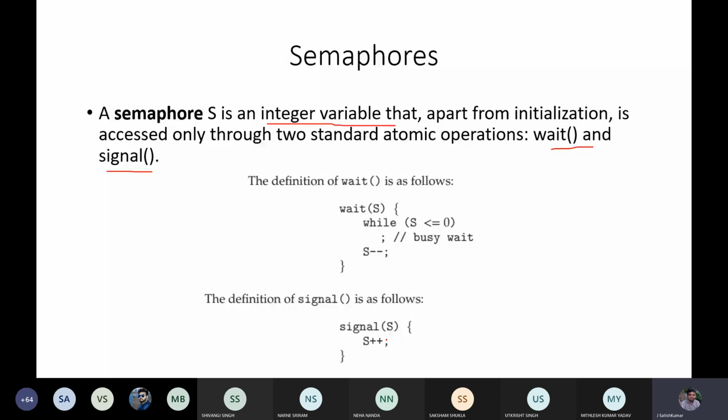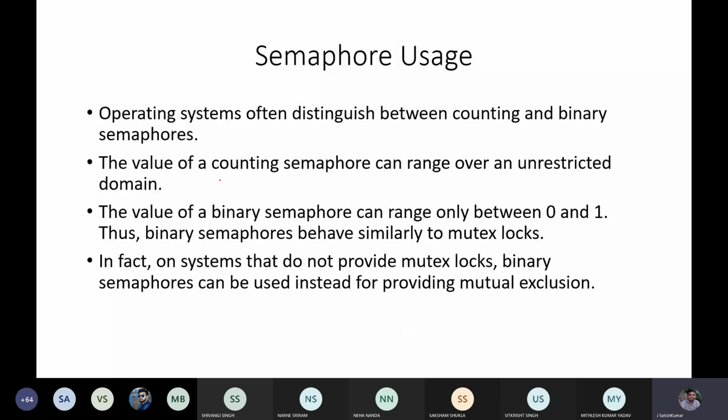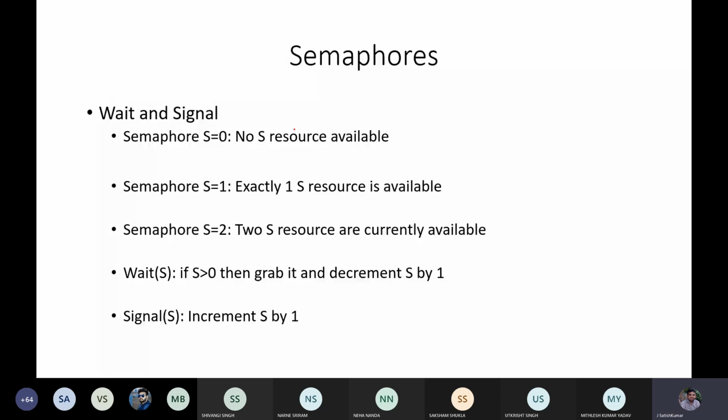So I will tell you an example of semaphore usage, how it will work in operating systems. See how this wait and signal will work. When semaphore S is 0, then there is no resource available. When semaphore S is 1, exactly one resource is available. When semaphore S is equal to 2, 2 resources are currently available. Okay, so this is the way we will understand that.